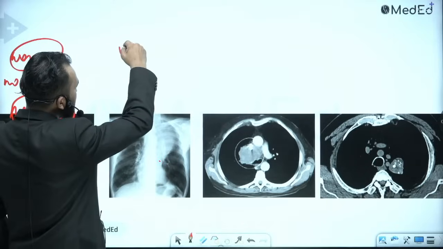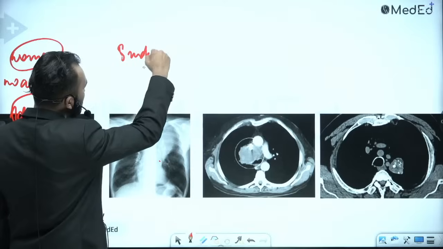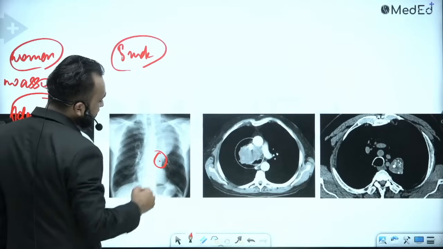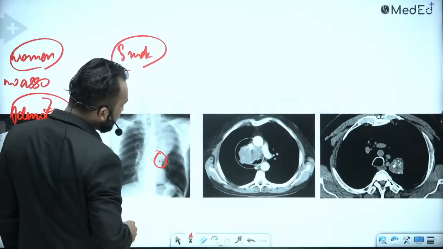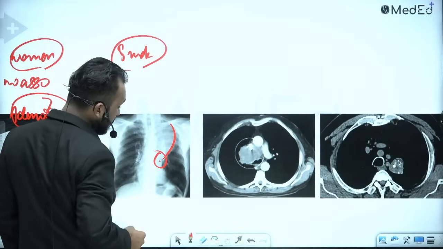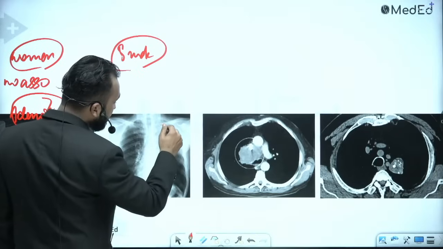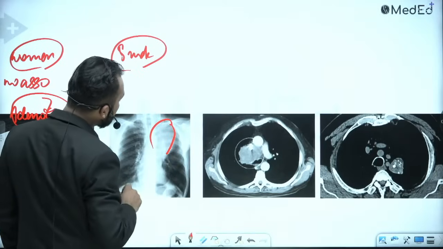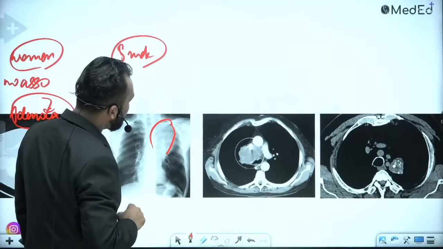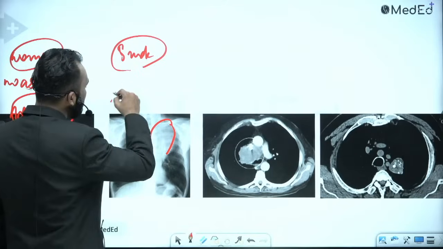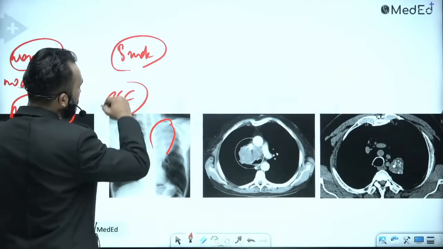The patient has a history of smoking. The lesion is located centrally, and it is causing cutoff of the bronchus, and because of this there is collapse of the left upper lobe. This can be seen in patients with squamous cell carcinoma.